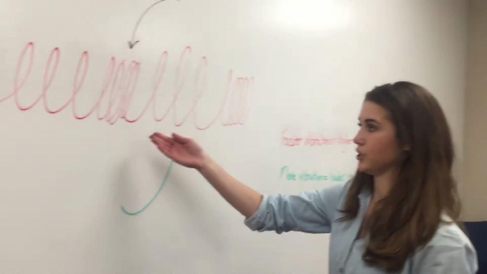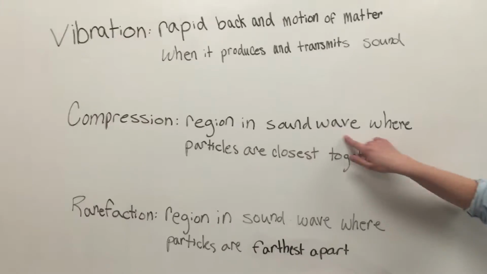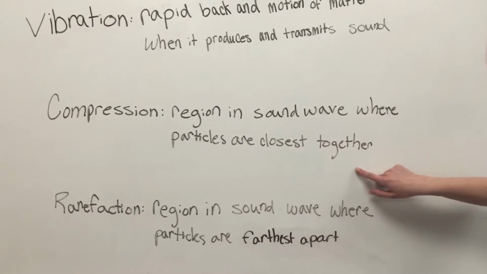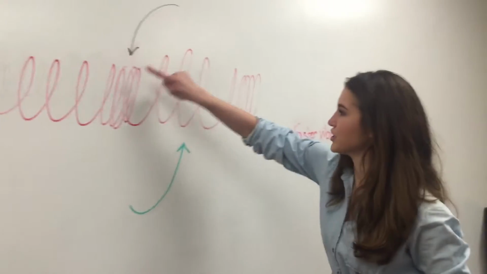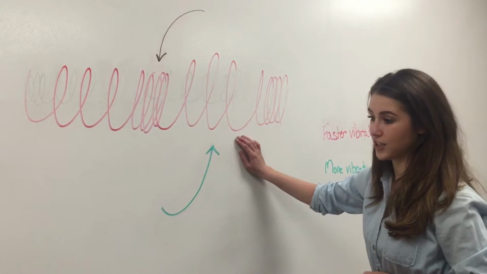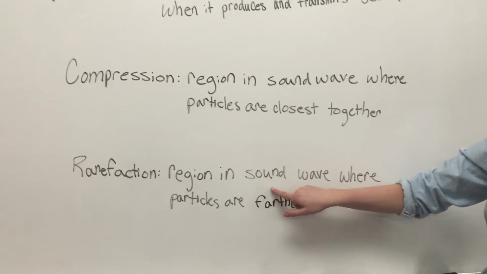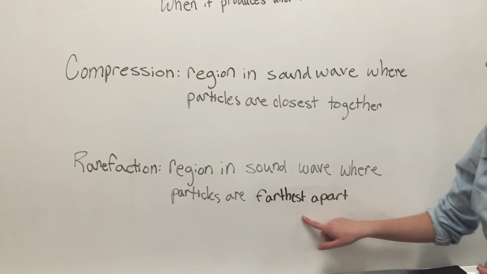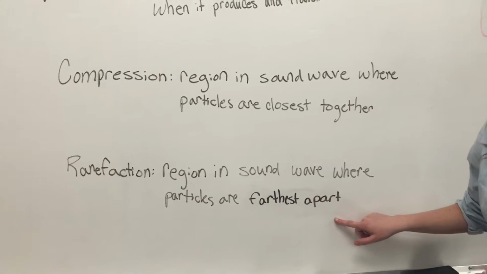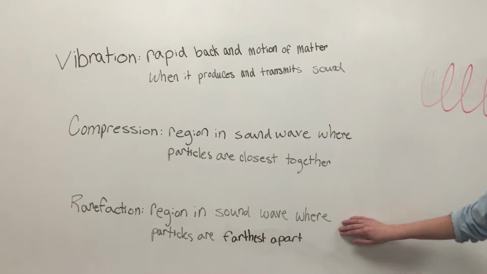So the way that sound travels is through compressions. These here are compressions, and a compression is a region in a sound wave where particles are closest together. Like here, you can see we have compressions. And then these here are called rarefactions. And rarefactions are regions in sound waves where particles are the farthest apart. So I want you to take a minute to pause this and write down these 2 definitions.